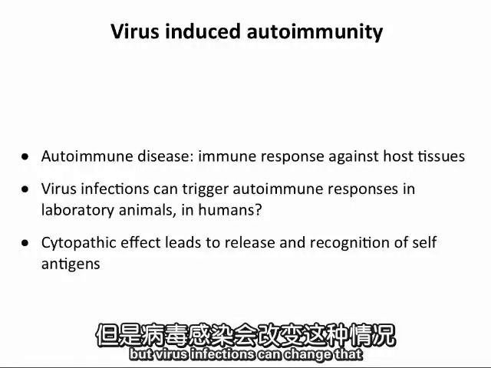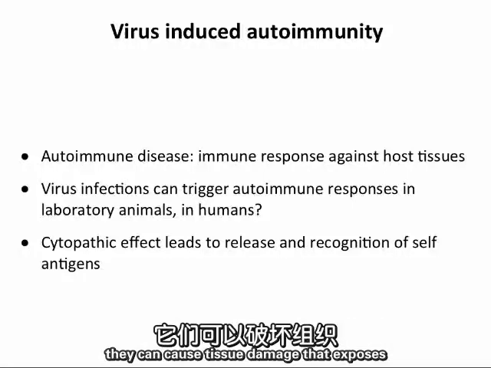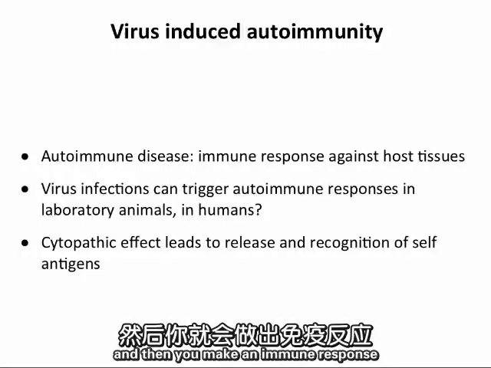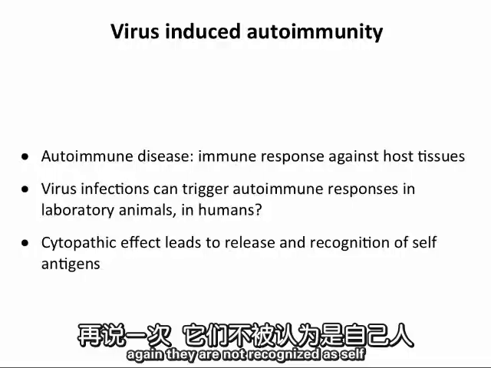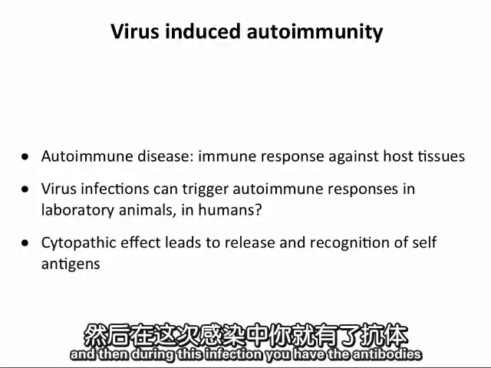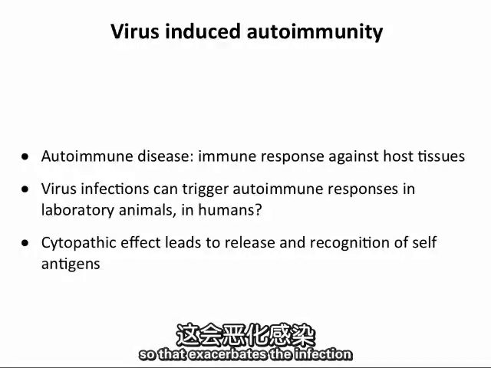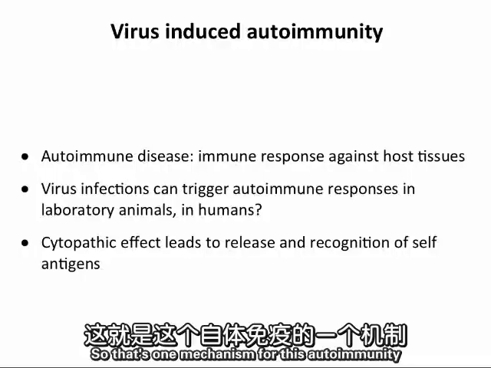But virus infections can change that. They can cause tissue damage that exposes otherwise hidden epitopes. And then you make an immune response against them. They're not recognized as self, they're recognized as foreign. Then during this infection you have the antibodies or the cellular response directed against your tissue. So that exacerbates the infection. That's one mechanism for this autoimmunity.